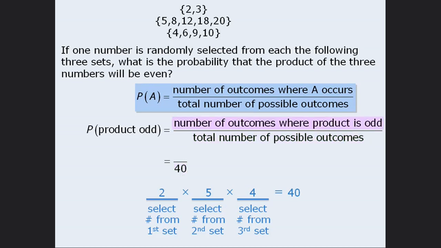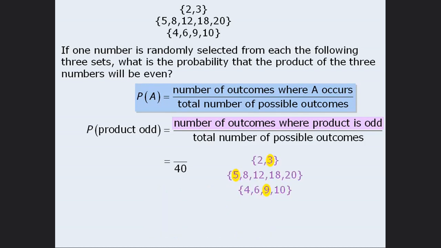Now we'll tackle the numerator. Here we want to determine how many of the 40 outcomes are such that the product of the three numbers is odd. As we saw earlier, there is only one way to select 3 numbers and get an odd product. So the numerator here is 1.